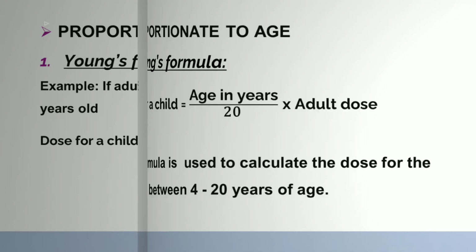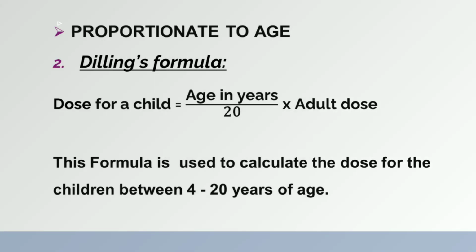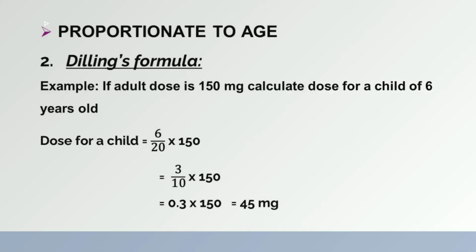Now, moving towards the next formula, that is Dilling's formula. According to this formula, dose for a child is equal to age in years upon 20 into adult dose. This formula is used to calculate the dose for children between 4 to 20 years of age. Now, to understand it more clearly, we will study with the help of this example.